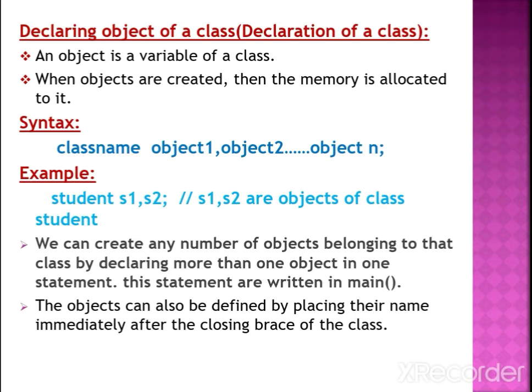Once the required number of objects are created, we are ready to access its members also. This is achieved by using what? The member access operator, that is the dot. Here we can create any number of objects belonging to that class by declaring more than one object in one statement. This statement is written in the main function, and the objects can also be defined by placing their names immediately after the closing brace of the class.